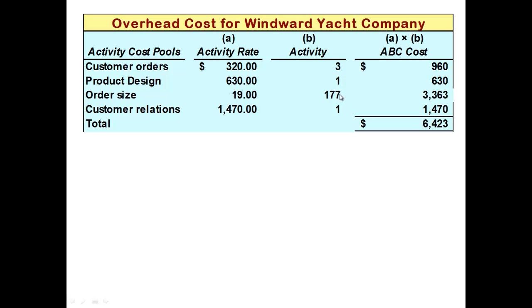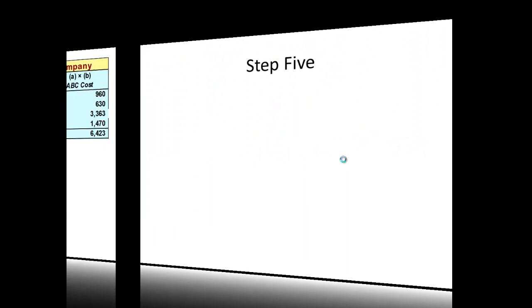They ordered 177 units. The activity rate per unit was $19, and the amount of money that was spent on customer relations is $1,470 per customer. Add those all together, and our total costs associated with the Windward Yacht Company is $6,423. What does this all mean?